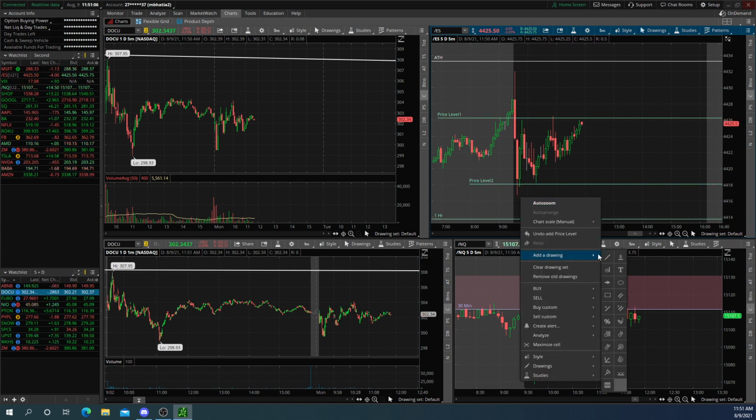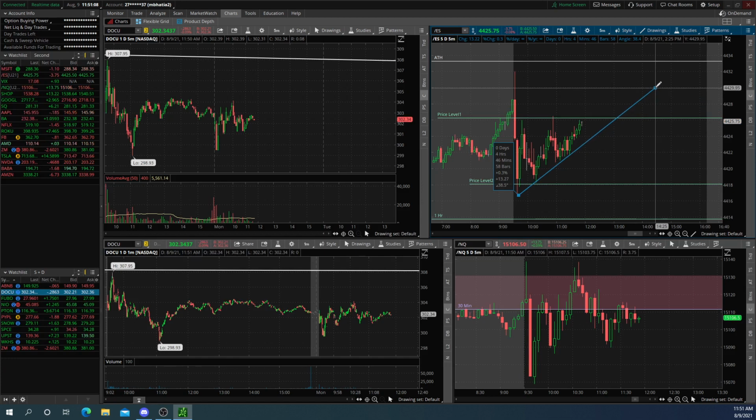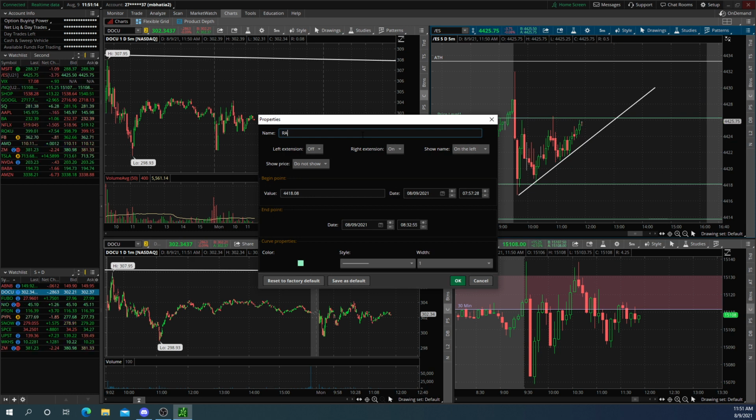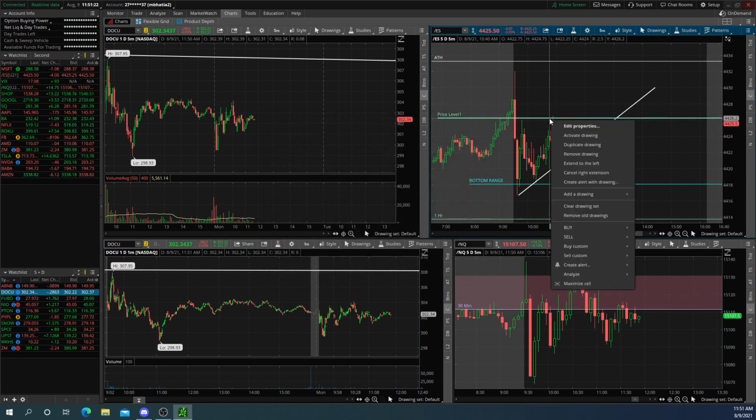I can draw that out for you. Making higher lows. I can just label this as range. Say bottom range, and maybe I'll draw it as like blue or something. And this is a top range.